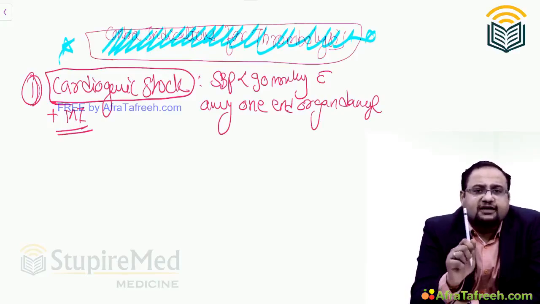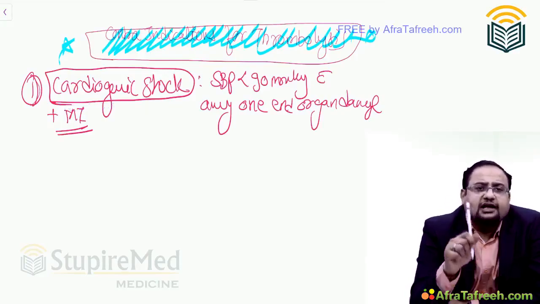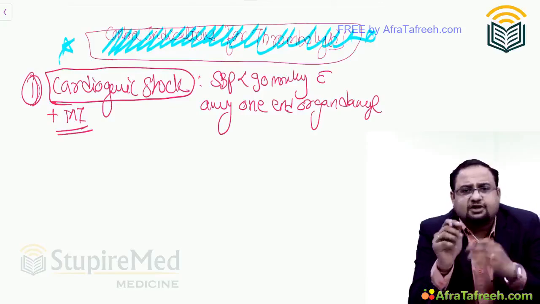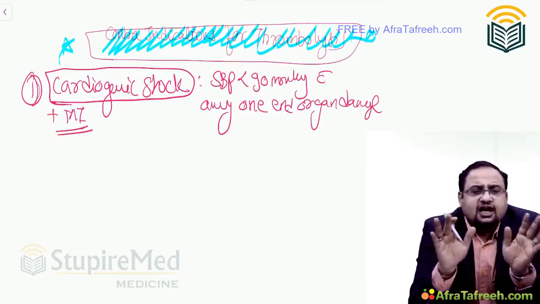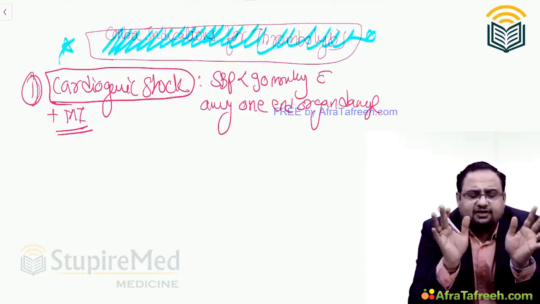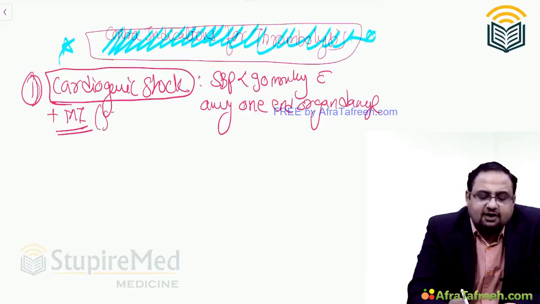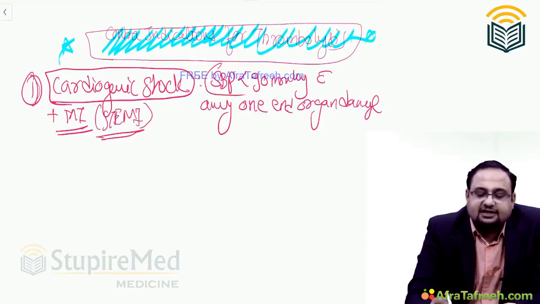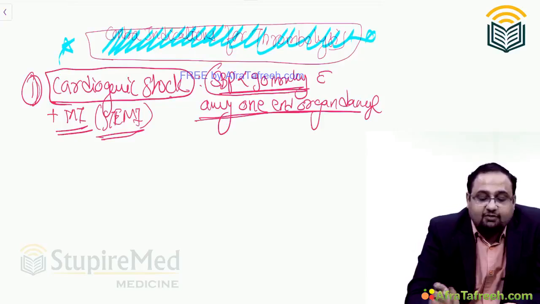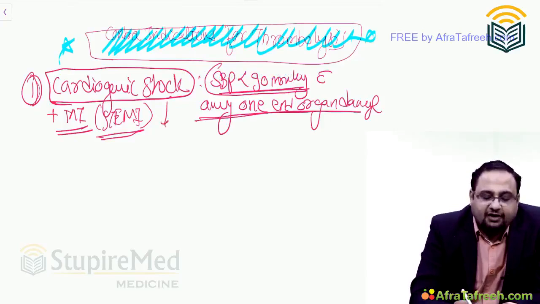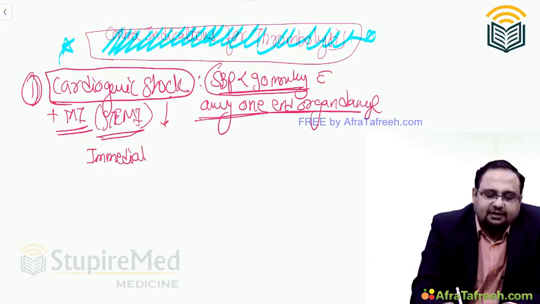I have seen a lot of students making such mistakes. Thrombolysis is only and only used in ST segment elevation myocardial infarction. It is no more used in unstable or non-ST segment elevation infarction. So if a patient has come with ST segment elevation myocardial infarction with cardiogenic shock, that means less than 90 systolic with any one end organ damage, thrombolysis is contraindicated. So what will be the treatment in cardiogenic shock with myocardial infarction? Immediate treatment and definitive treatment.